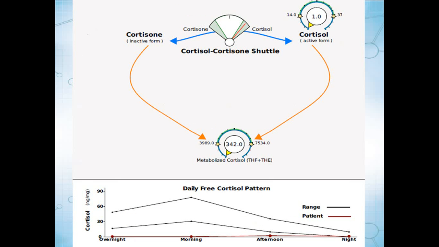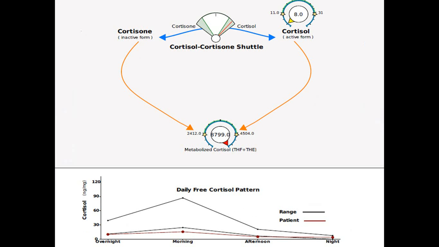Now, here's sort of an opposite case where the free cortisol is very low all day, the 24-hour value for free cortisol is very low, and the metabolites are very low. So here's somebody that's just not making cortisol. If you're making way too much cortisol, you could have a serious issue. If you're not making any cortisol, you also could have a serious issue, and those you want to evaluate very carefully.